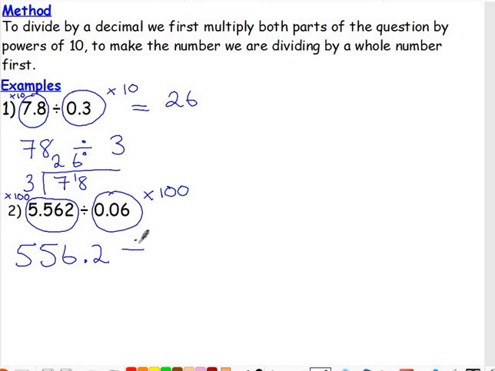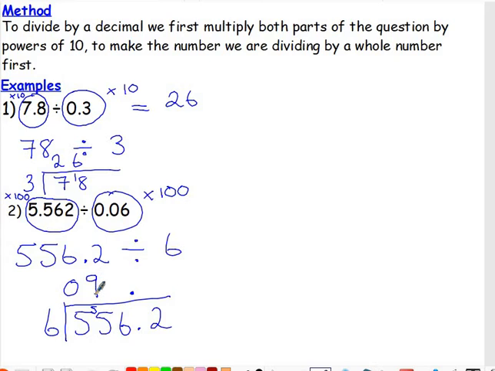556.2 divided by 6. Again, popping this in a bus stop, 556.2 divided by 6. Don't forget to put that decimal point in straight above the decimal point in the question. How many 6's in 5? 0. Carry the 5. How many 6's in 55? 9. 9 times 6 is 54, so we've got a remainder of 1.